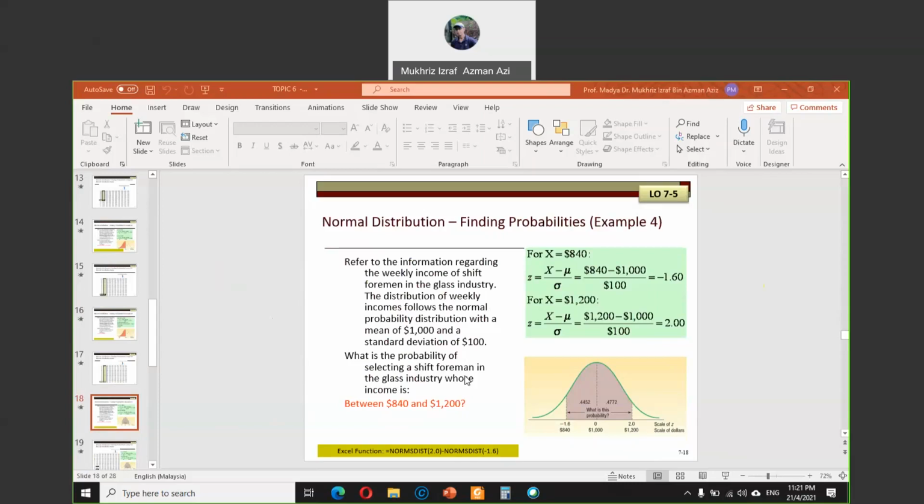Okay, for me, the formula is very simple and straightforward: x minus mu divided by sigma in order to get the z value. And once you obtain the z, then refer to the table to obtain the corresponding probability value. So here, in this example, you want to find the probability between 840 and 1200. And again, as usual, start by writing the question in hand in terms of the equality sign.